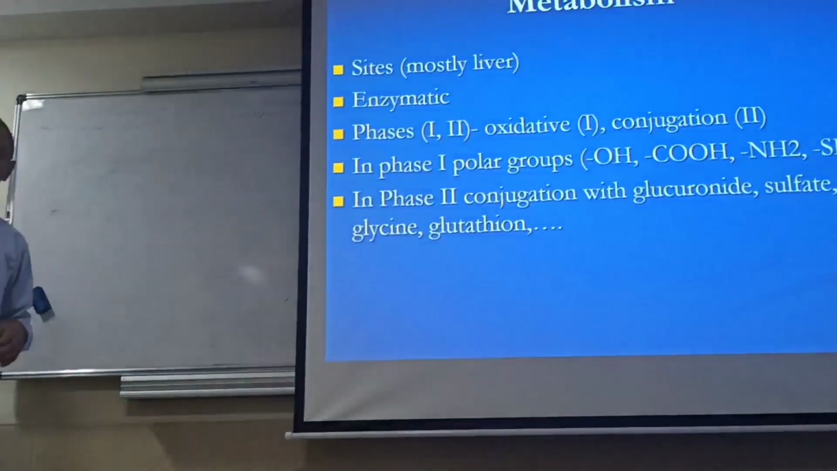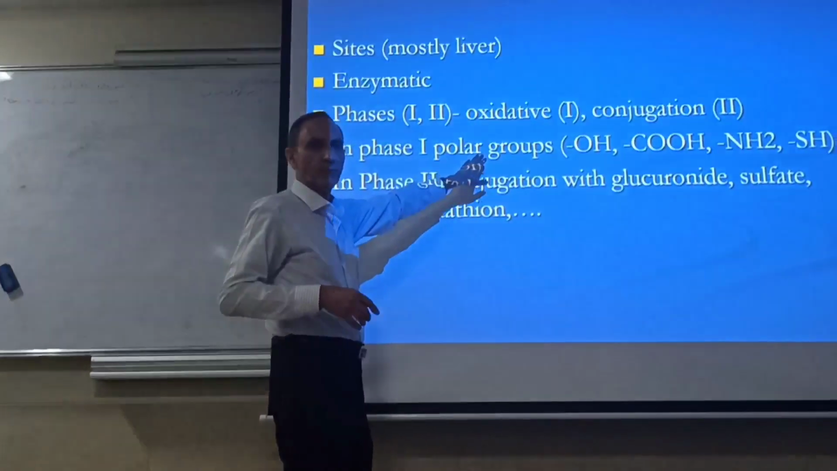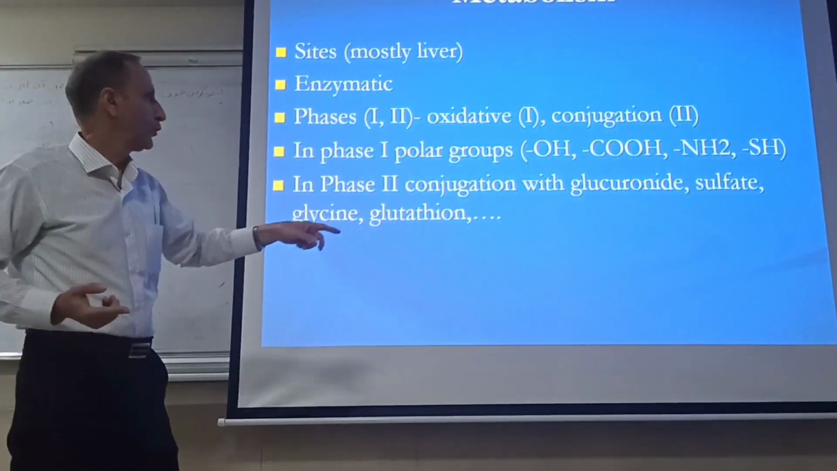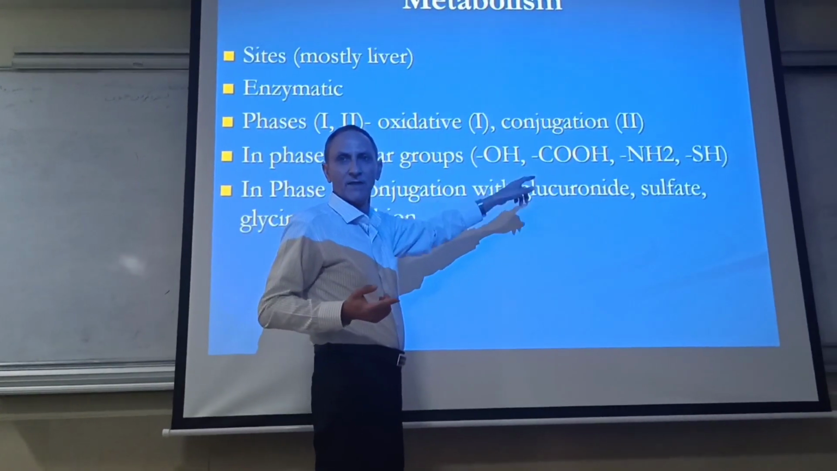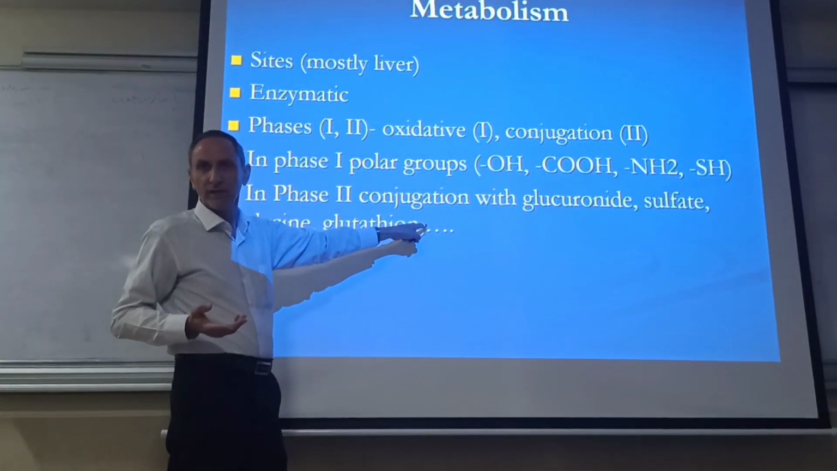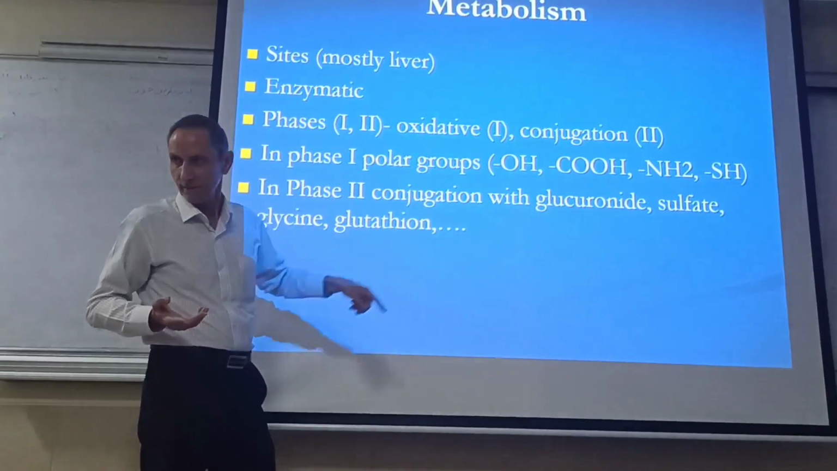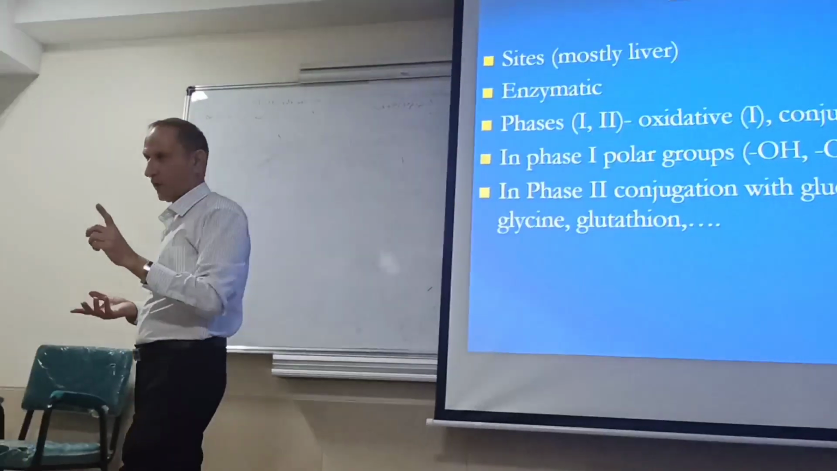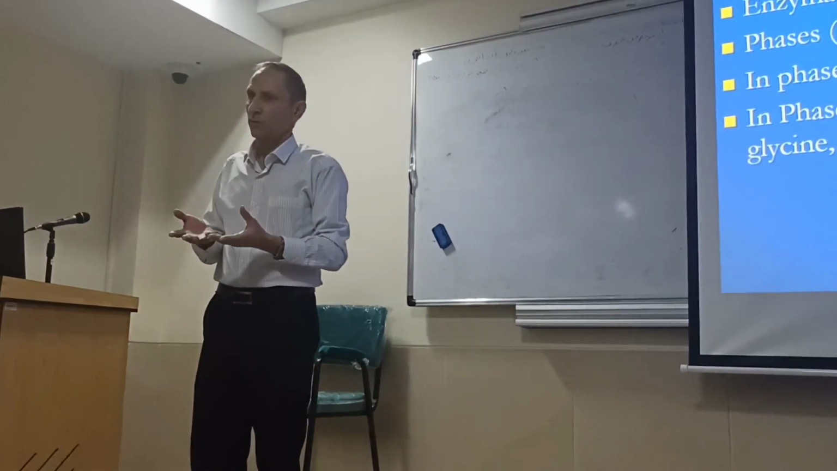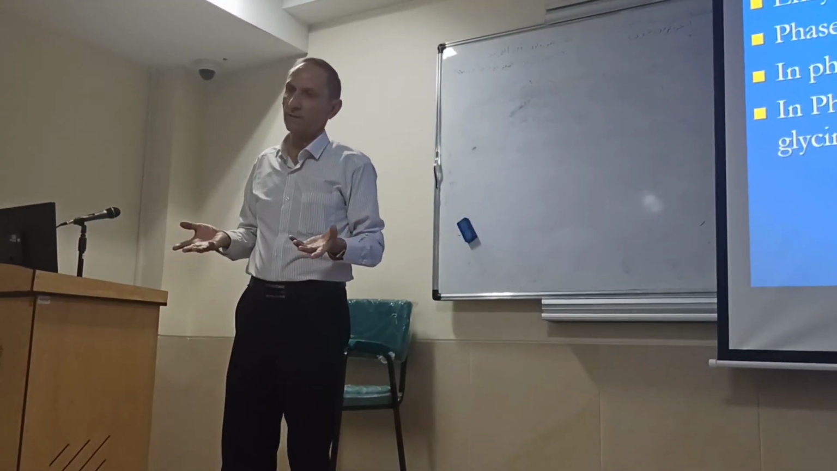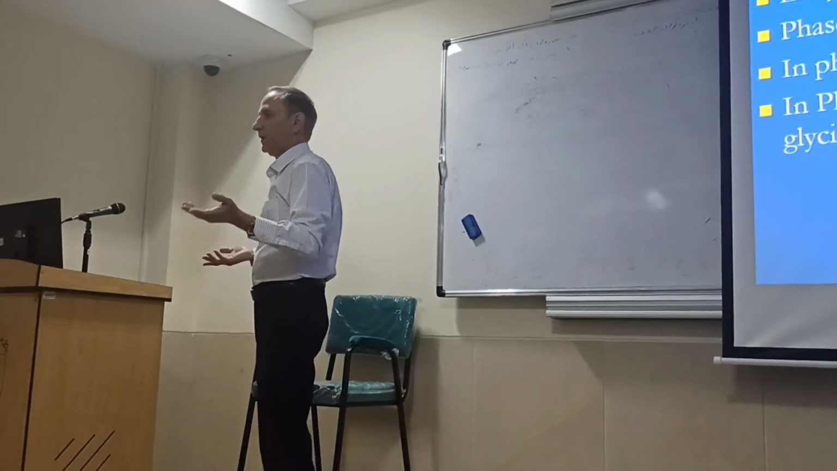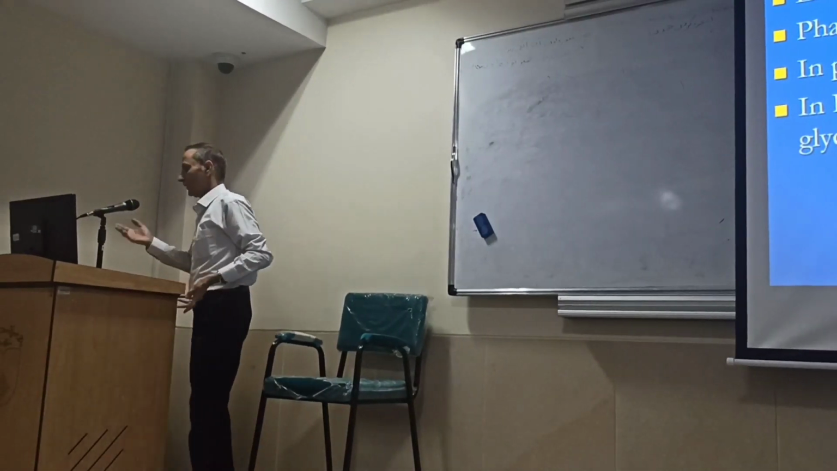If a drug has polar groups by itself, for example, morphine has two OH groups, so it can directly conjugate. Okay? So if a drug has polar groups, it does not need to enter phase 1 process. It directly conjugates with glucuronide or other.